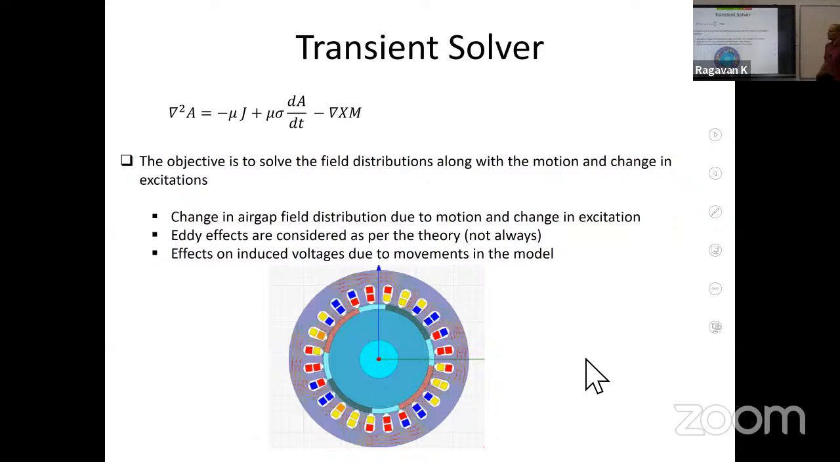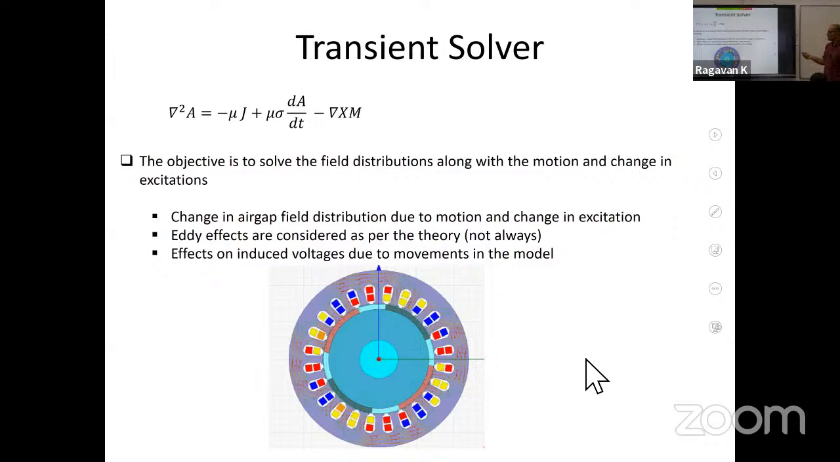In the transient solver, the objective is to solve the field distributions along with the motion and change in the excitation. Here, we also want to see the change in the force as the rotor moves, and at the same time we will also look at the change in the current because of the rotor motion, the change in air gap field distribution, etc. If these things are also objectives, then we can use this.